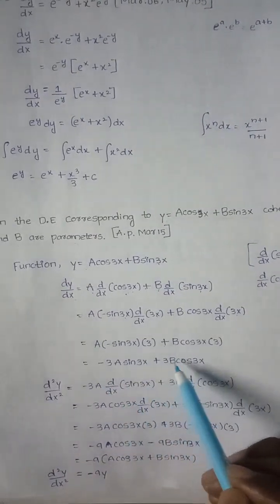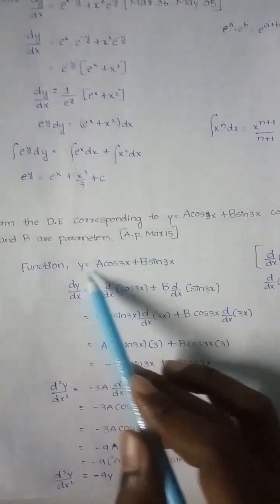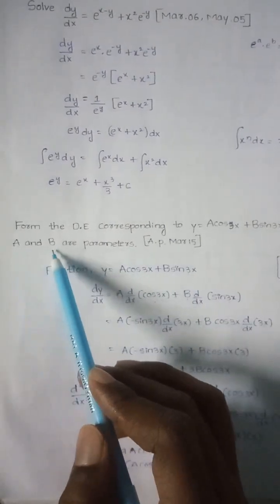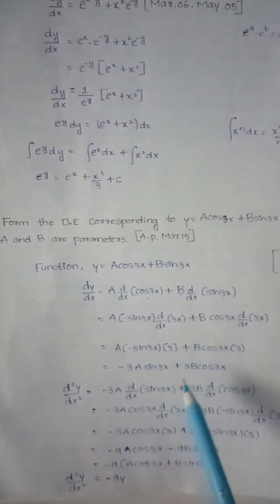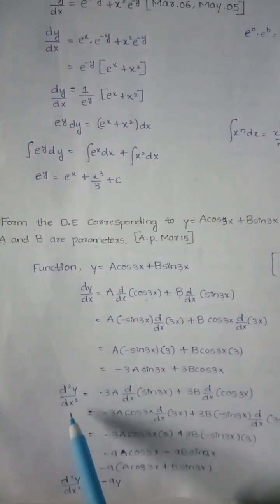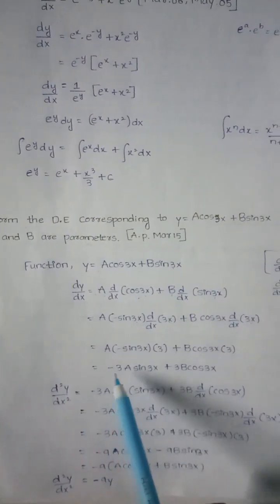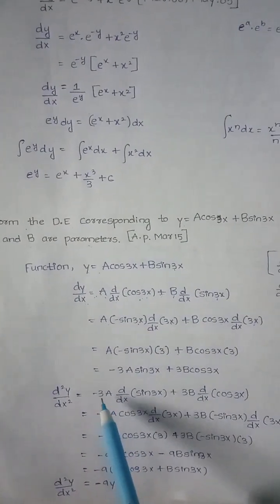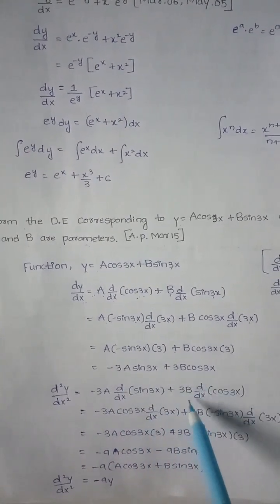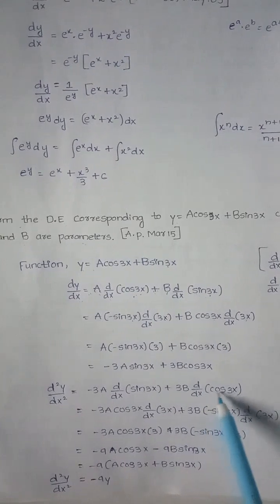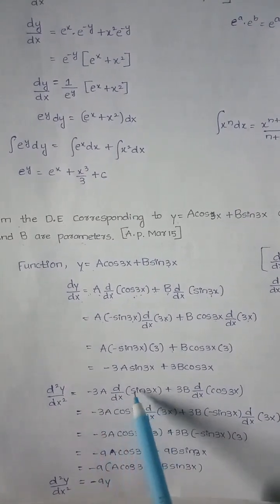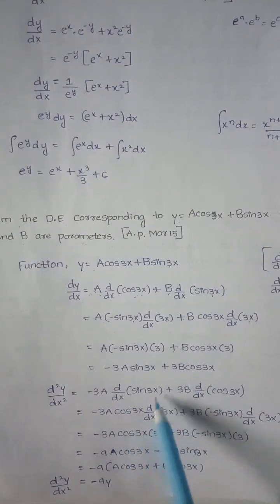So this is what we got when we differentiate this function with respect to x once, but a and b are two parameters. So again differentiating with respect to x, d square y by dx square is equal to, here minus 3a is constant, that is minus 3a into d by dx of sin 3x, plus 3b is constant, that is 3b into d by dx of cos 3x, which is equal to minus 3a into d by dx of sin 3x, which is cos 3x.